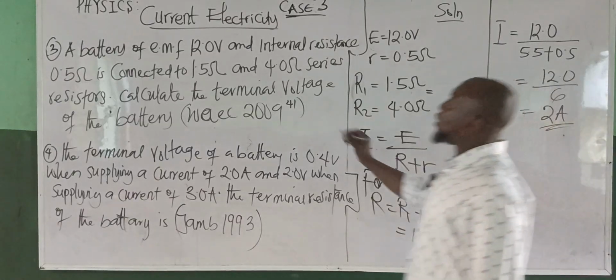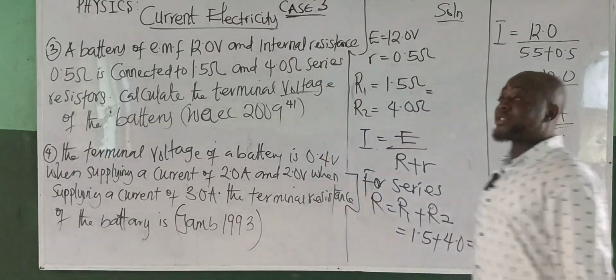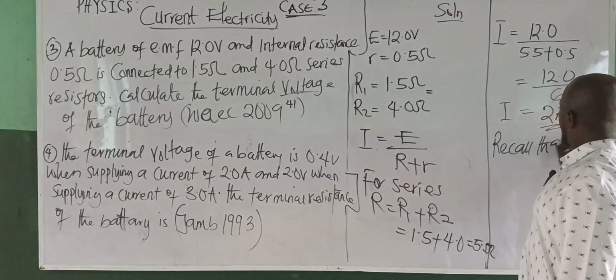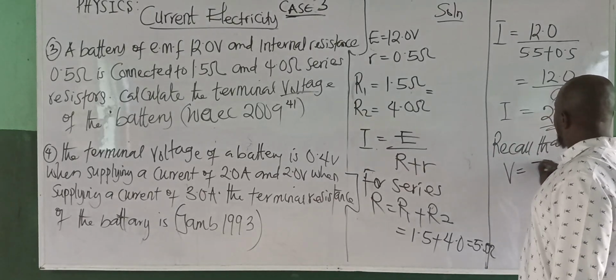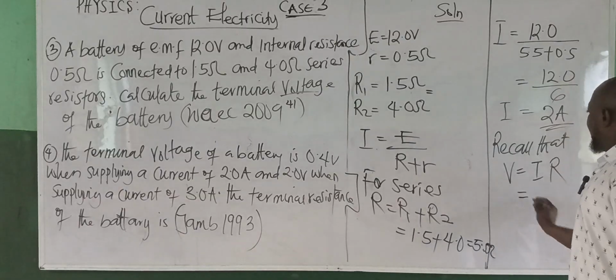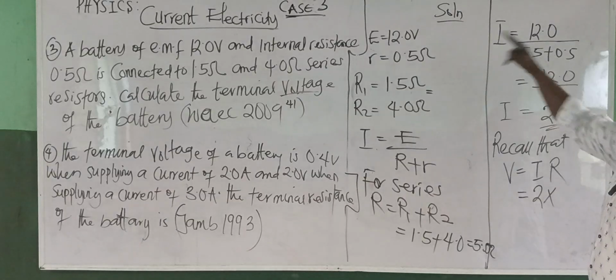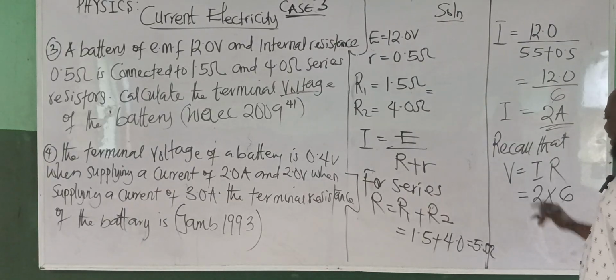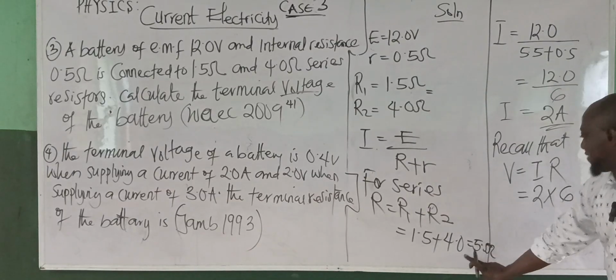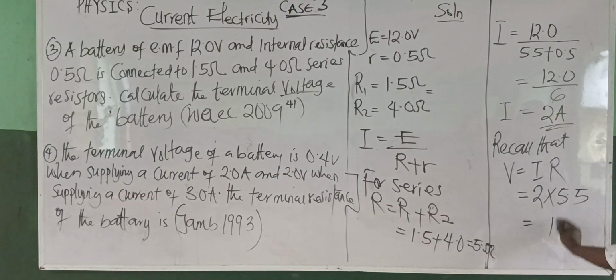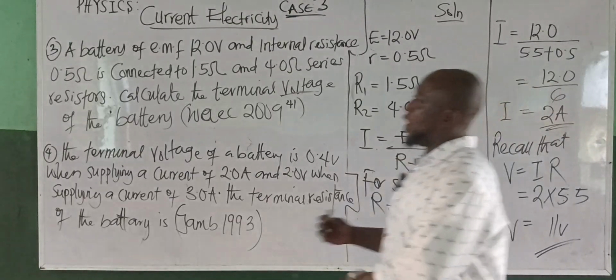Now, the question is that we should find voltage. So recall that V becomes IR here. I already know my current now to be 2, times what is my R from the beginning? My R from the beginning is 5.5. Look at it, 5.5 here. So if you do the math, I'm having 11 volts. So this is how you calculate number 3.